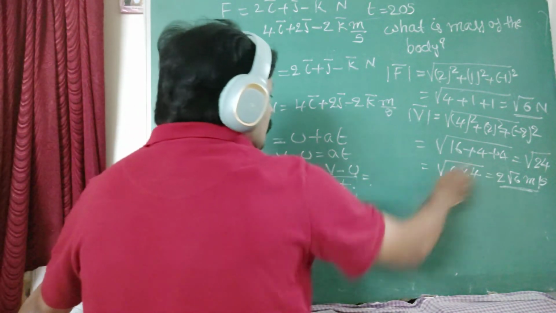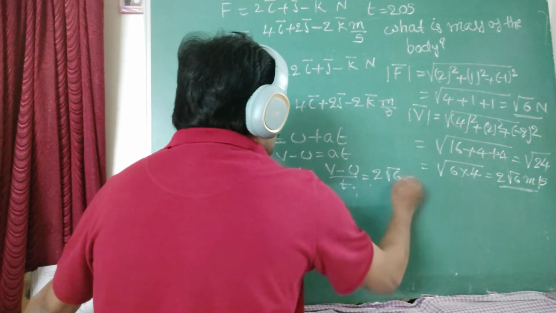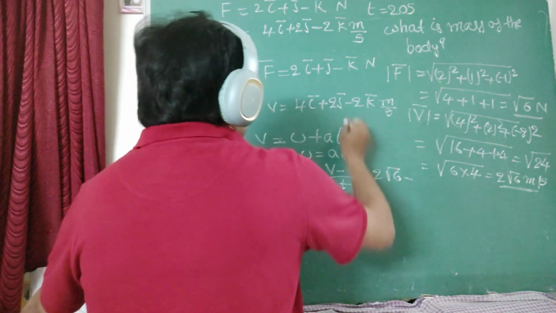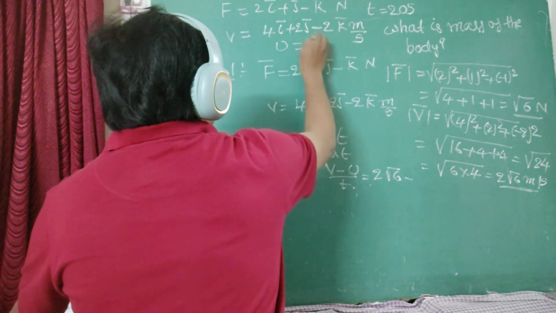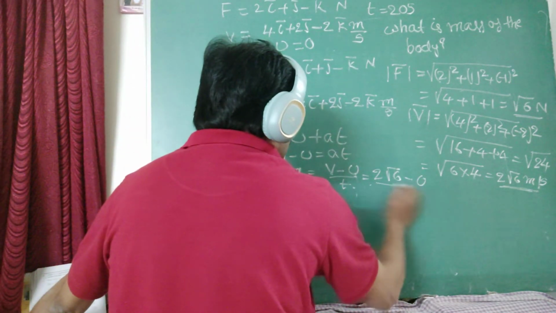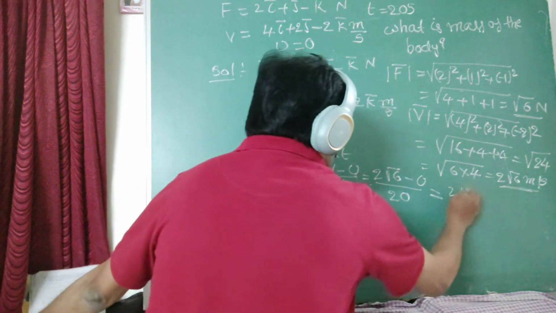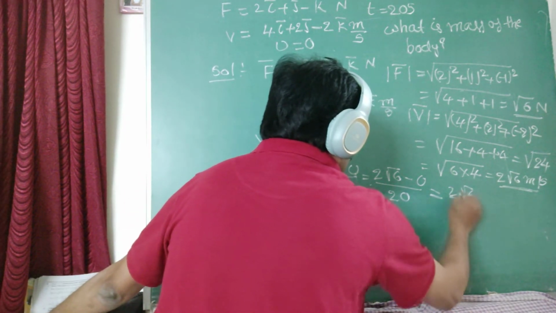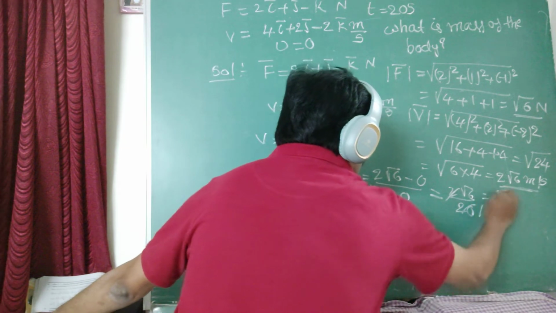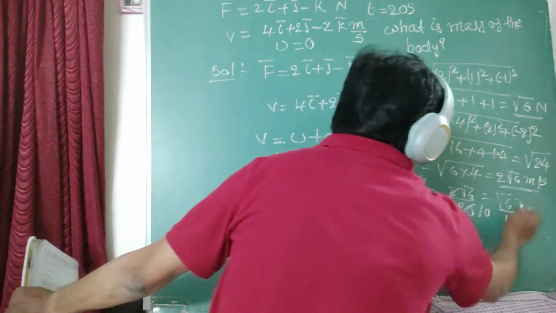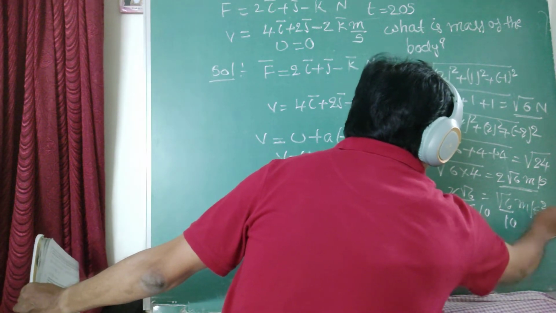What is the value of V? Just now you got 2 root 6. As per the statement, the initial velocity, the body starts at rest position. Here the initial velocity is 0, already given in the statement, and the time equals 20 seconds. That means 2 root 6 by 20. Simplify this now. The value you got is root 6 by 10. Acceleration measured in terms of meters per second square.